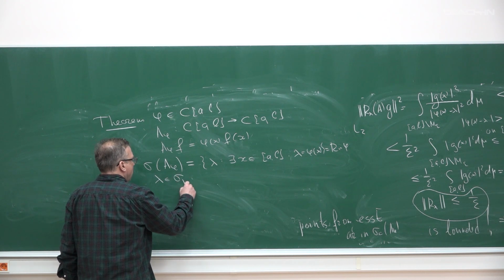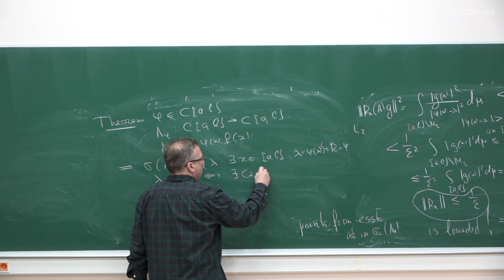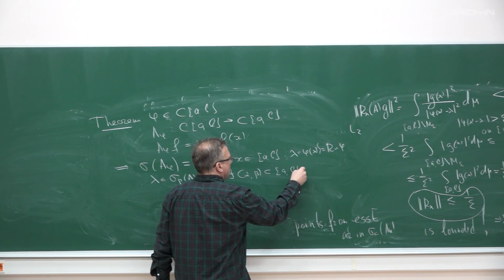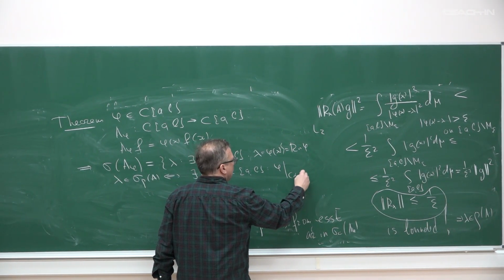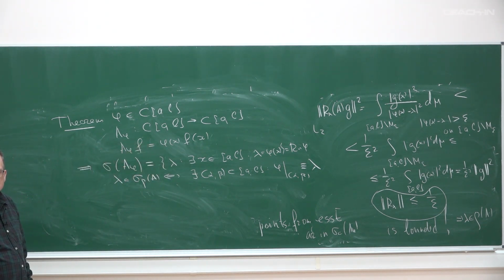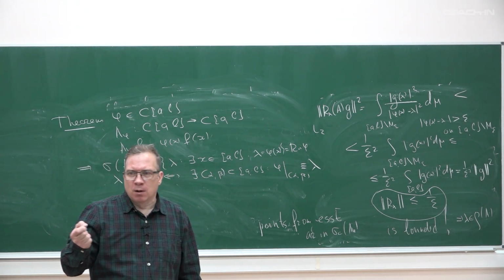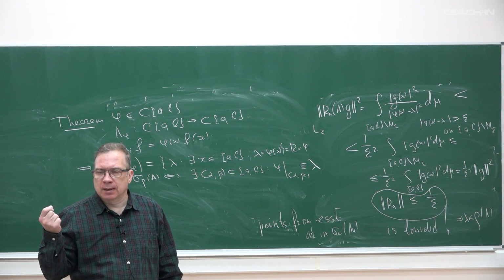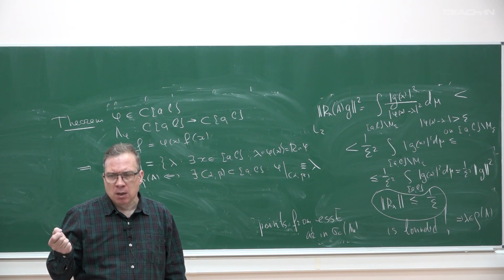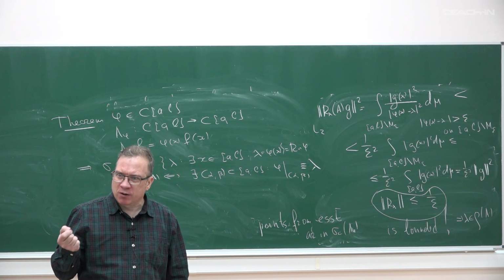lambda is from point spectrum if and only if there exists an interval alpha beta from AB such that the function phi is constant. Not a set of positive measure. It is of course positive measure, but it is just an interval. For example, you can consider a Cantor type set with positive measure. It has no interval inside this set, but it has positive measure.